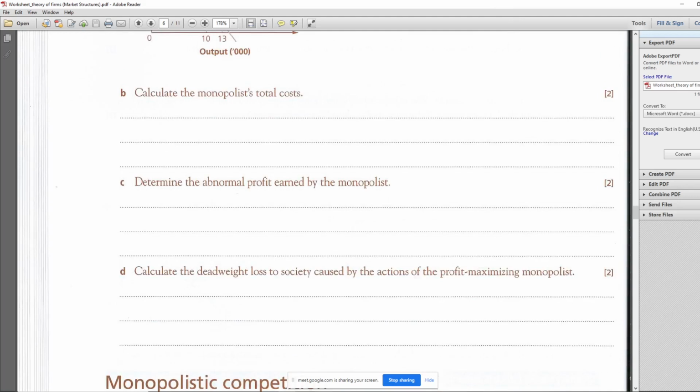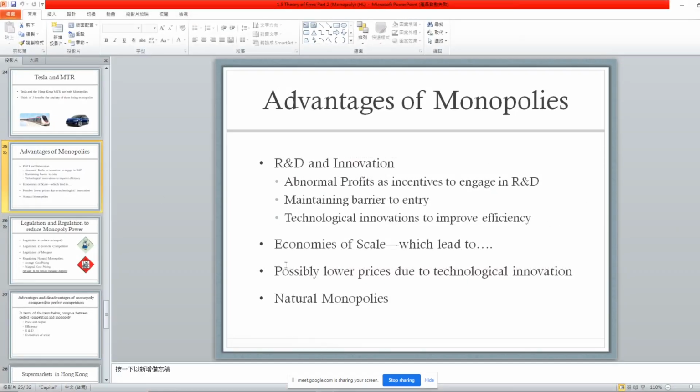So let's go back to where we were last time for monopoly. Last time we were up to here. We finished talking about the advantages of monopolies. We have discussed so many disadvantages of monopolies, but if we look at monopolies optimistically, they still have some advantages.